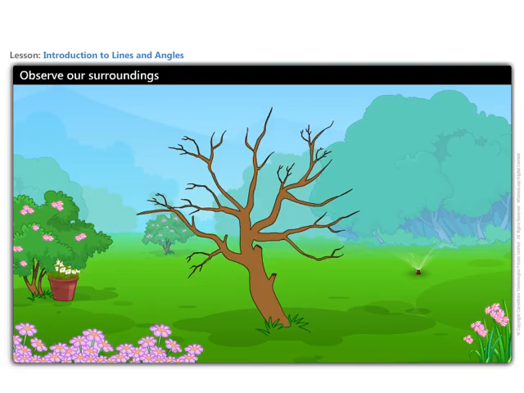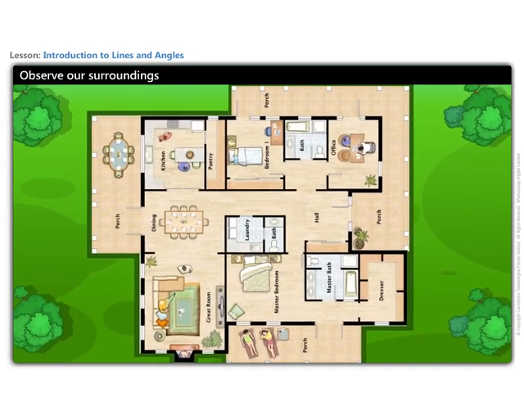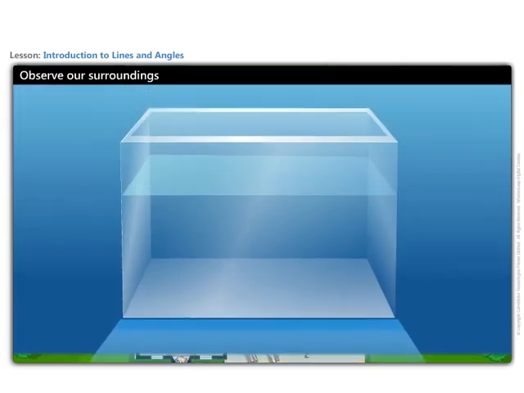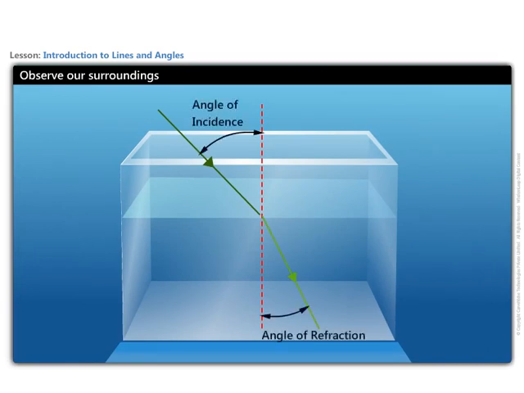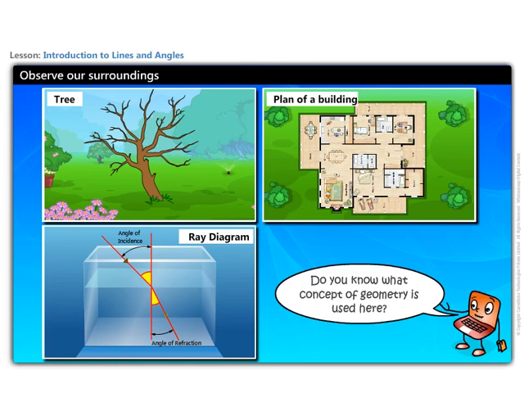We have come across different angles in nature between the branches of a tree. An architect draws a plan of a building by drawing lines at different angles. In science, ray diagrams are used to study the refraction property of light when light enters from one medium to other medium with a certain angle of incidence and refraction. Do you know what concept of geometry is used here?